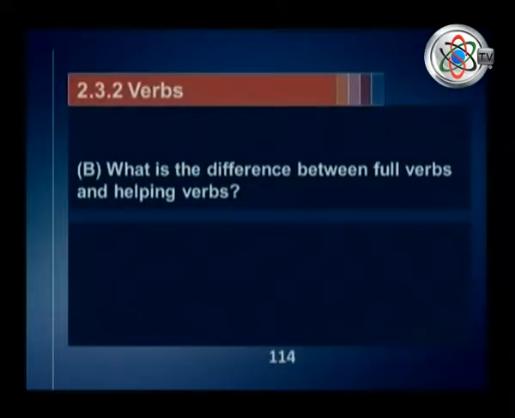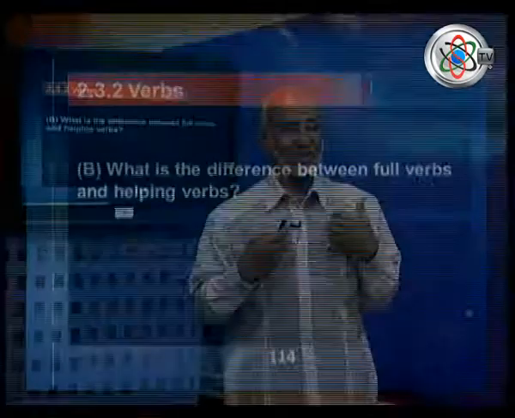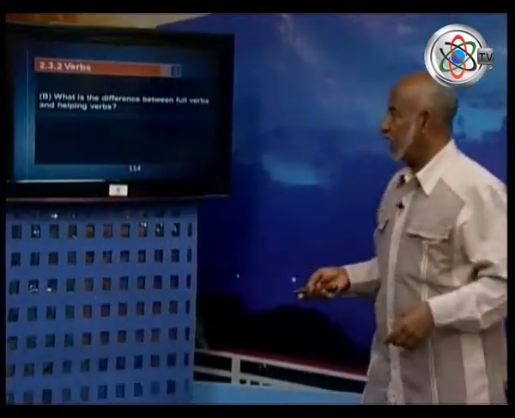A full verb is just like an action verb. I do my prayers 5 times a day. I perform my prayers 5 times a day. This is a full verb. But a helping verb: I am a teacher. Am is a helping verb. And she can sing very well. She can dance very well. Can here is an auxiliary verb, a helping verb.